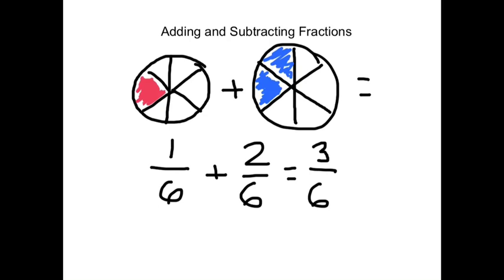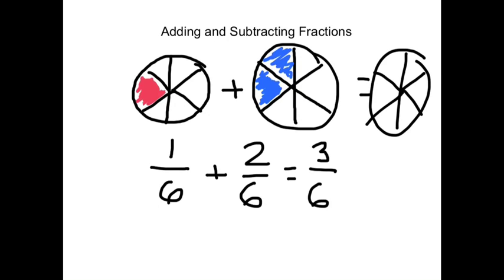And we could even draw that. So draw my circle, cut it into 6 equal parts, and then shade it in. We got the 1 red part and then the 2 blue ones. We've put them together and we see that we get 3 out of 6.